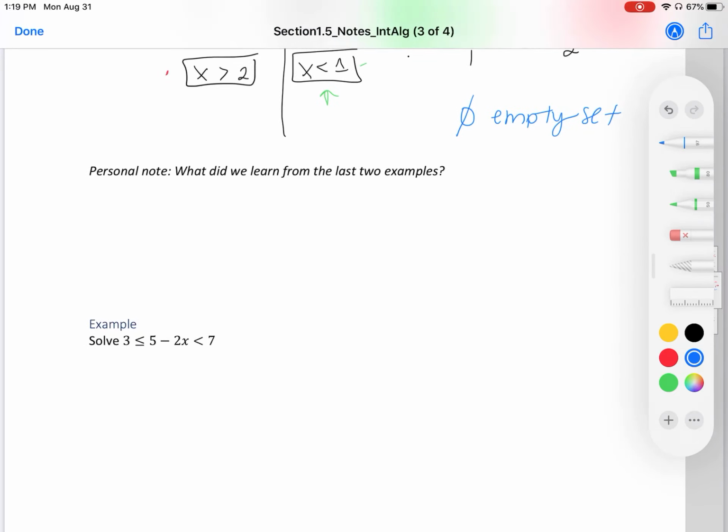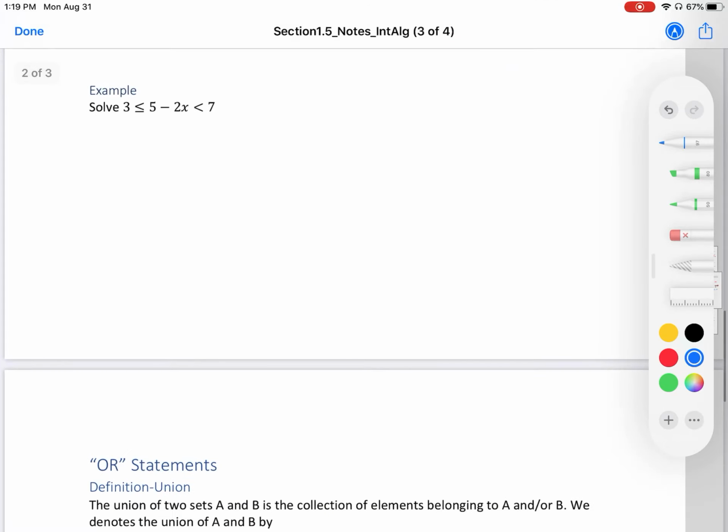All right, so quick note, what did you learn from the past two examples? Maybe take a moment to pause the video and write down your thoughts. Next example, we're asked to solve. Whenever you have a compound inequality, it's always and. Okay, so we're looking for an and type of solution given this problem. Let's go ahead and solve.